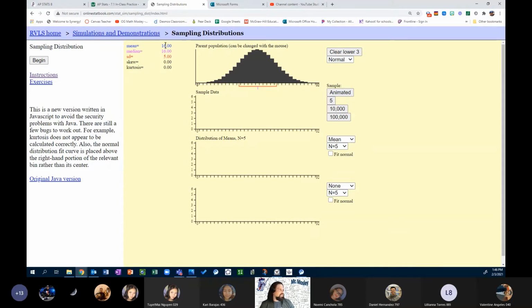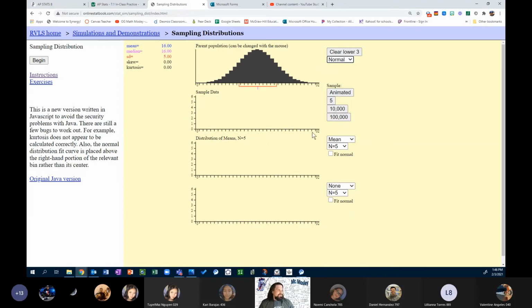In this case, we could do the mean, we could do the median, standard deviation, right? It gives us those 3 parameters. In this population, this is what the mean, median, standard deviation are. Right. I could change this to a skewed distribution if I want. I could make up my own. We're just going to go normal for now and work with that.